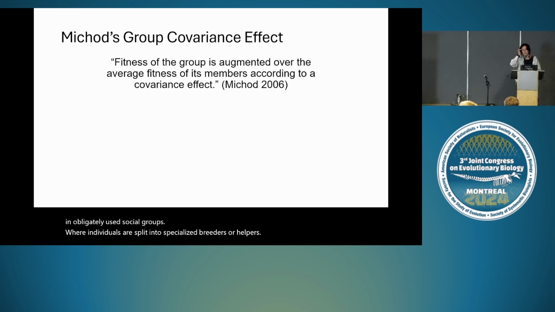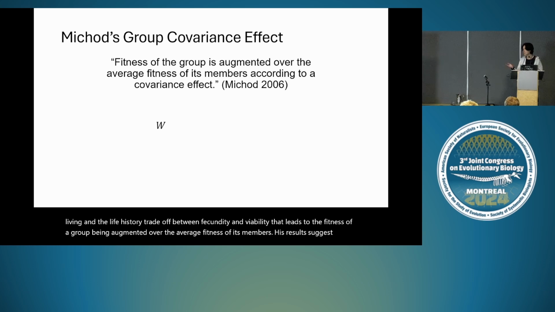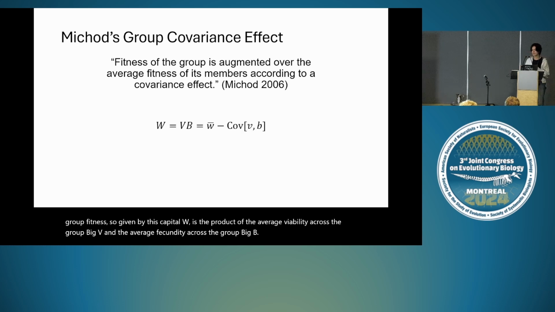So one theory about the evolution of individuality and division of labor is Richard Michod's group covariance effect. He suggested that there is a consequence of group living and the life history trade-off between fecundity and viability that leads to the fitness of a group being augmented over the average fitness of its members. His results suggest that group fitness, given by this capital W, is the product of the average viability across the group, big V, and the average fecundity across the group, big B. And this leads to the group's fitness being greater than the average fitness of its constituents, the little w, by an amount captured by this covariance term.